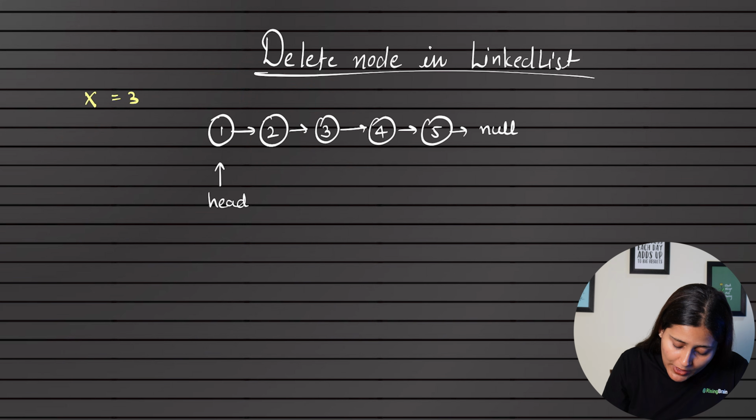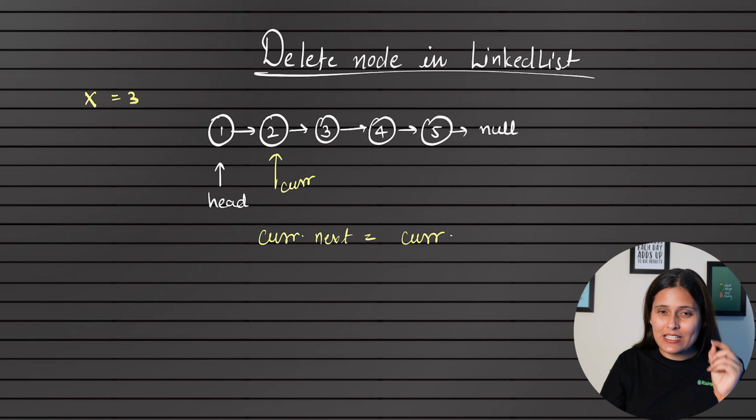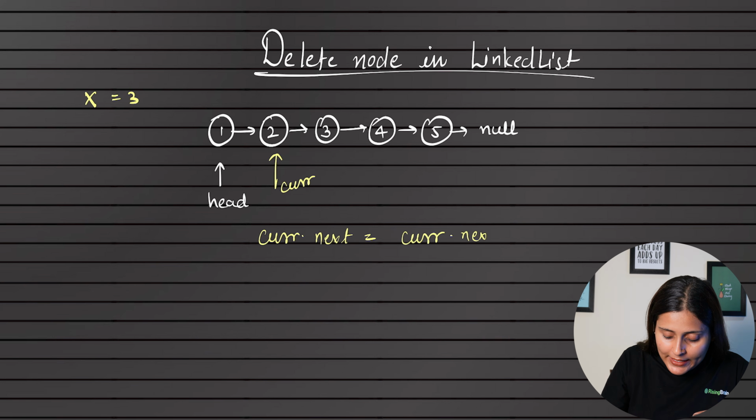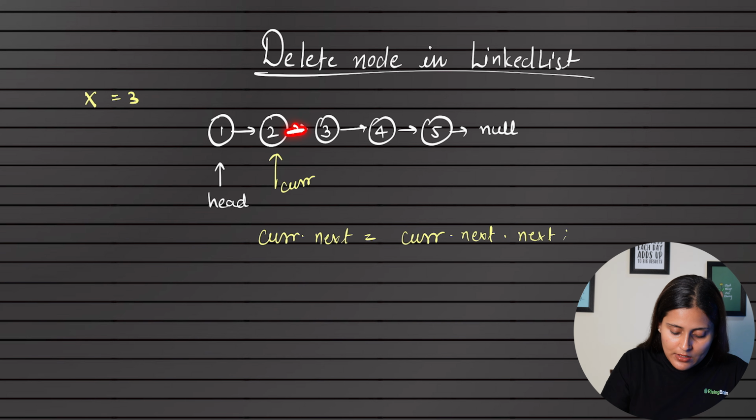So how can I write? Let's say current will stop here. So we have to say current.next, which is currently pointing to 3, we have to connect it to 4. So where is 4? 4 is saved in current.next, which is 3.next. Can I say that? Yes. So what will happen? Current.next, which is this, will get connected to current.next.next.